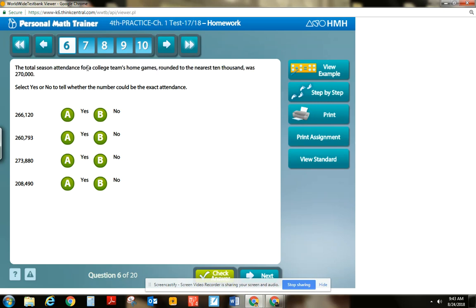The total season attendance for a college team's home game, rounded. Okay, so right away, I know I'm going to round again. Okay, so I know I'm going to use that poster. 4 or less, I let it rest. 5 or more, I raise the score. To the 10,000s place, all right, was 270,000. So 270,000, 10,000s place. I'm going to be paying attention to that. So select yes or no to tell whether the number could be the exact attendance.